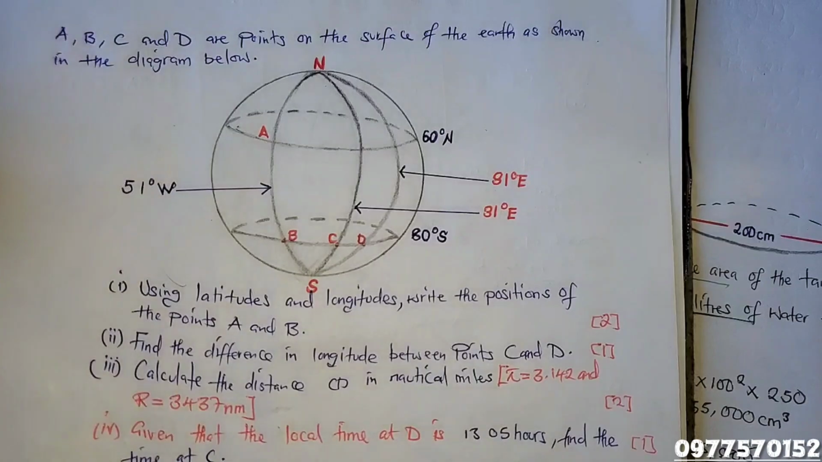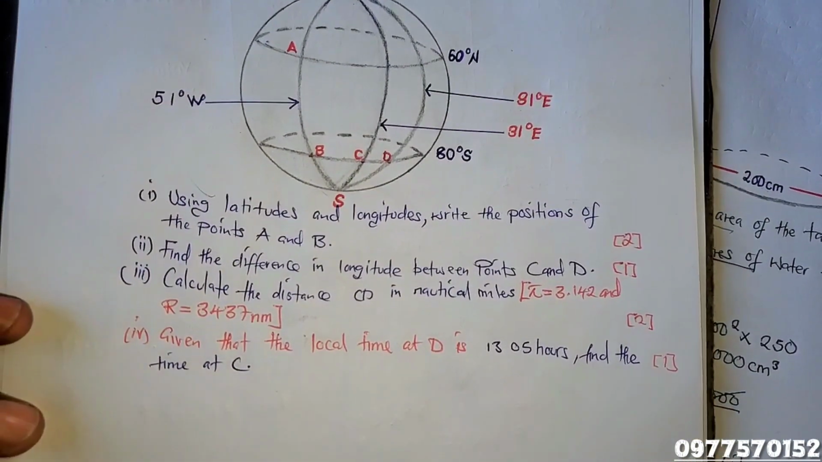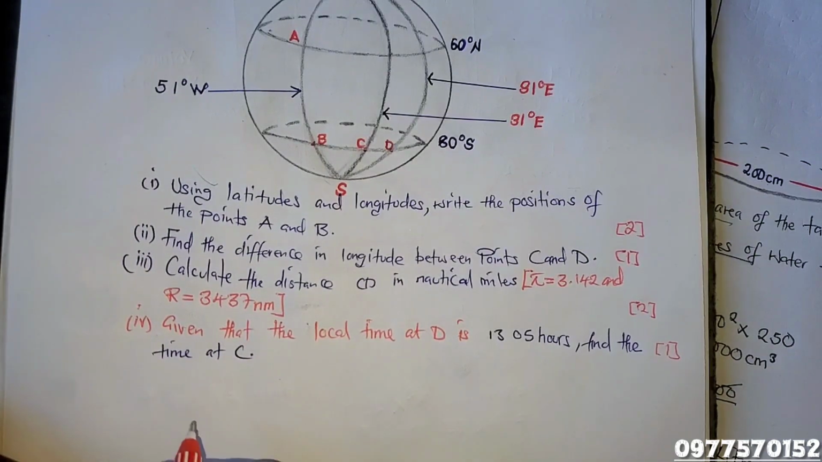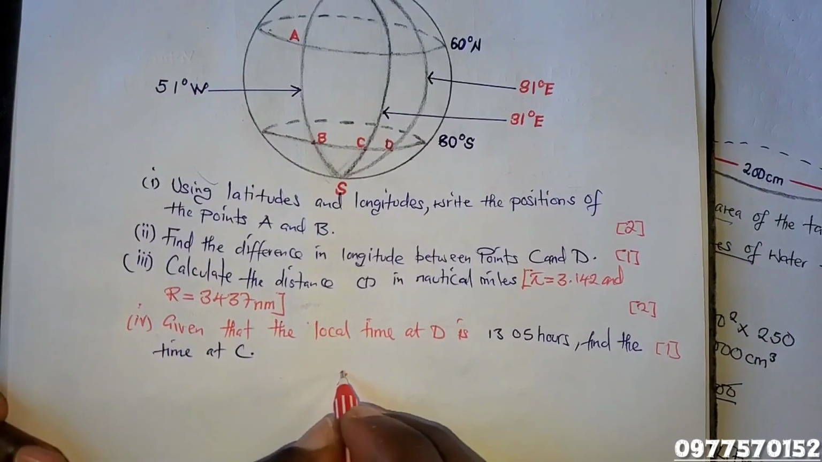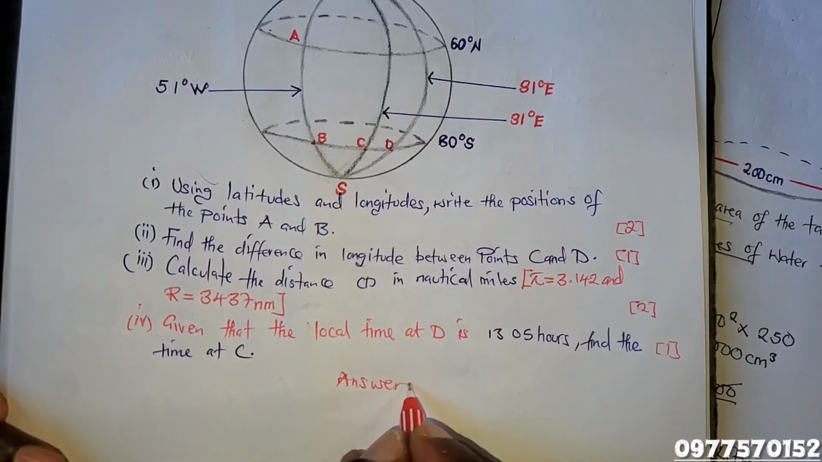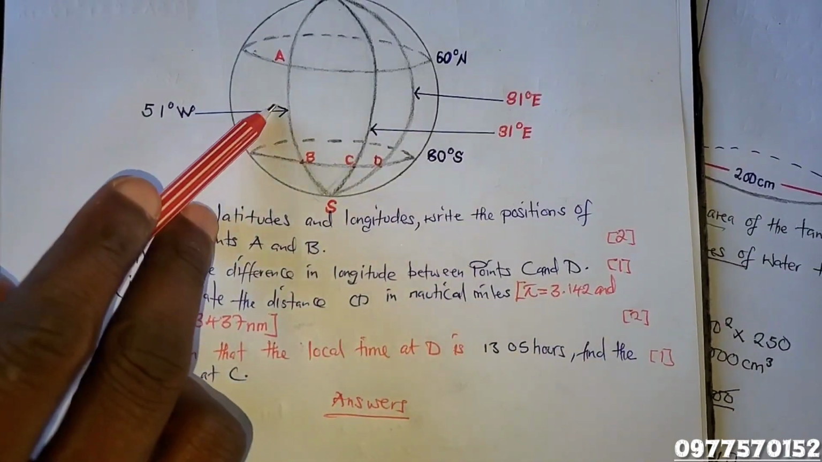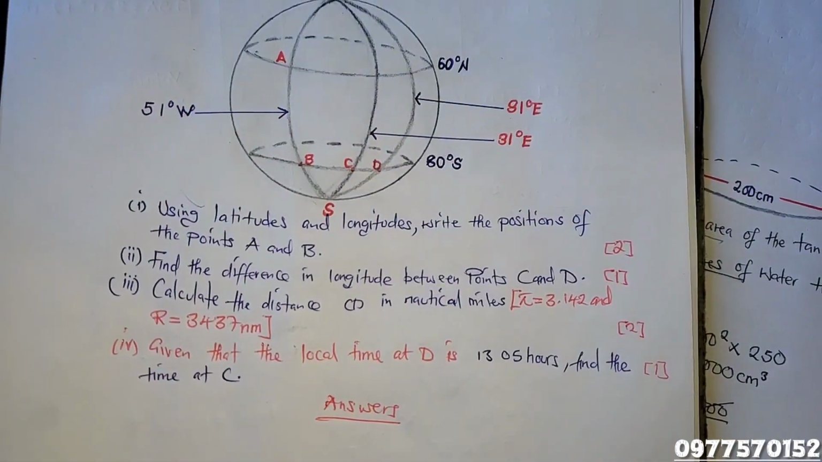So, how do you write positions? Remember, my good friends, positions are written in the form of coordinates using latitude and longitude. Using latitude, comma, longitude. So position A, let me write answers here. Look at A here. You ask yourself, where is A? A is here.